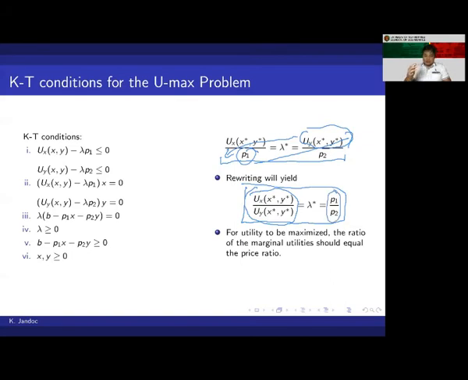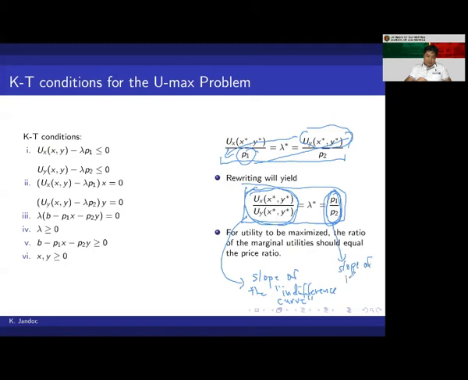So at the optimum, when you have a utility maximizer, in order for this x star and y star to be a utility maximizer, the ratio of the marginal utilities at x star y star should be equal to the price ratio. Just anticipating our results later, this is important because this represents the slope of what we call the indifference curve. The indifference curve is just a level curve for the utilities. And then p1 over p2 is just the slope of the budget line.